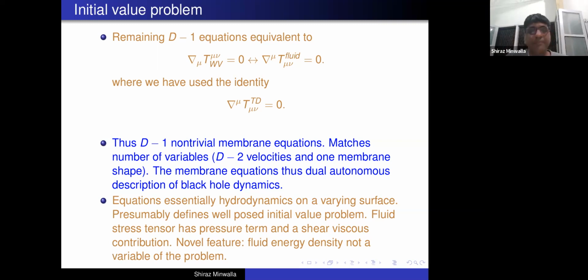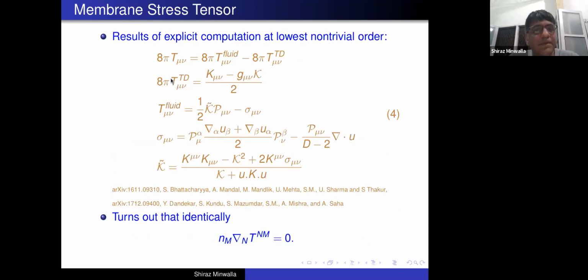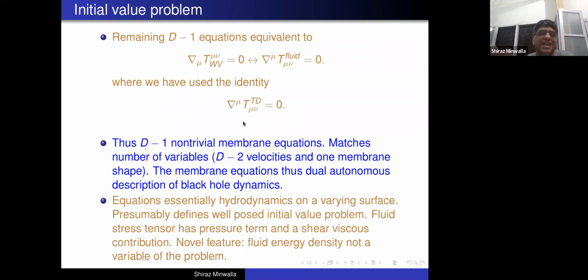Exactly. Even though this total derivative part of the stress tensor didn't contribute to the equations of motion, it will contribute to sourcing gravitational radiation, so it's not completely absent. The non-trivial part, as far as the equations of motion are concerned, is simply the fluid stress tensor, and so the dynamical equations of motion are that this fluid stress tensor that lives on the world volume of the membrane is conserved. As I said before, we had d-1 non-trivial membrane equations, and that matches the number of variables, d-2 velocities and a shape. Now the equations that we have in this membrane are essentially those of hydrodynamics.